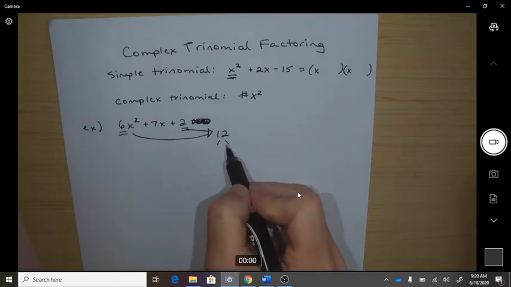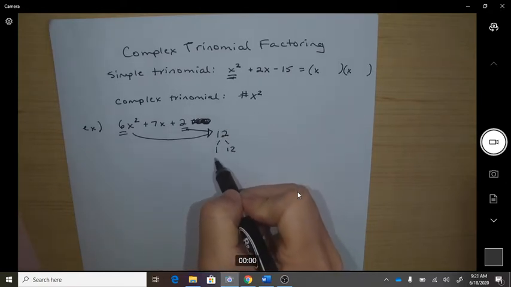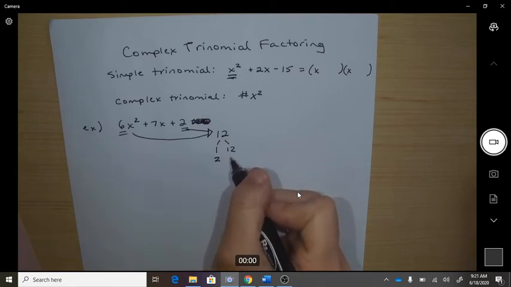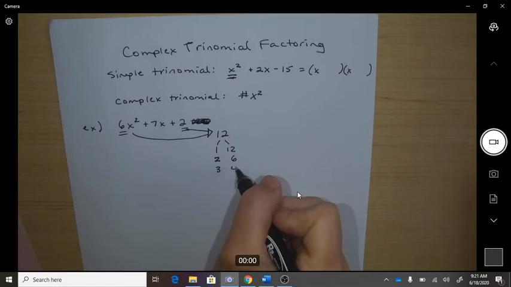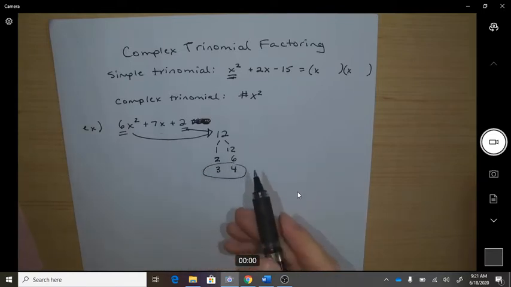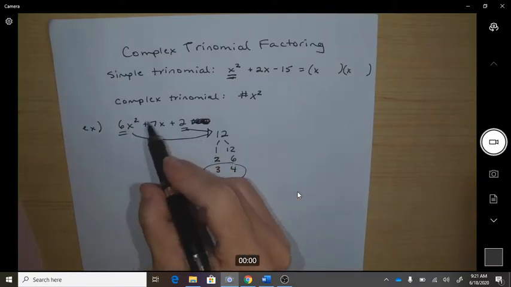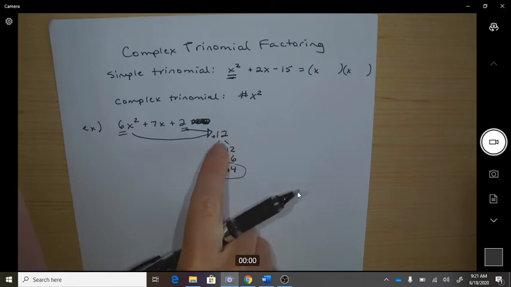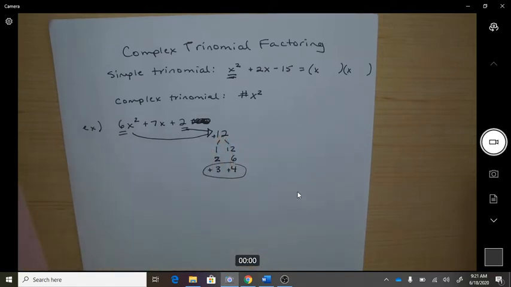So now I'm going to list multiples of 12. 1 times 12, 2 times 6, and 3 times 4. Do any of those give you a combination to get 7? This is a 6 and this is a 2. So that is a positive 12. To get a positive 7, they also multiply to positive 12.